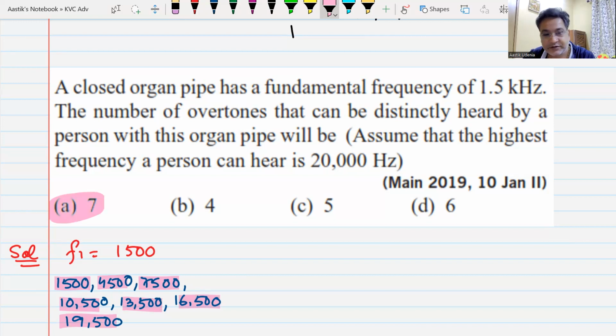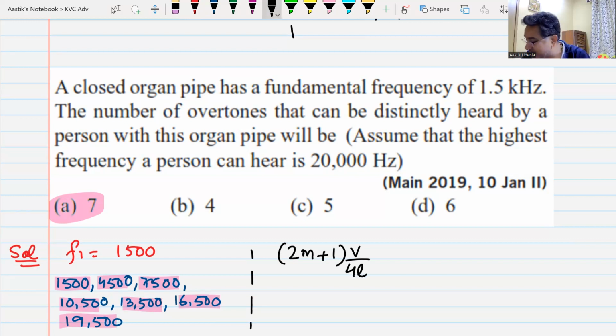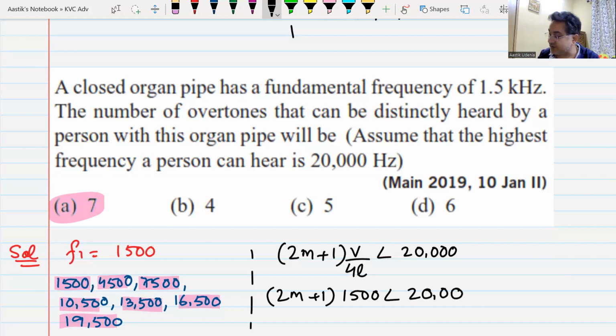7. You could have done it in that way also, using the general formula. Frequency, the general formula is (2m plus 1) into V by 4L. Now this V by 4L is already given as 1.5. This should be less than 20,000. So (2m plus 1) into 1500 is less than 20,000. From here you can get the value of m. I think m will come less than 6 point something, 6.1. So m starting from 0 to 6.